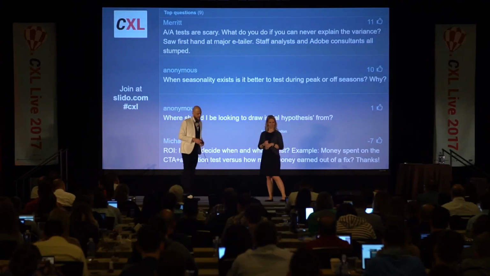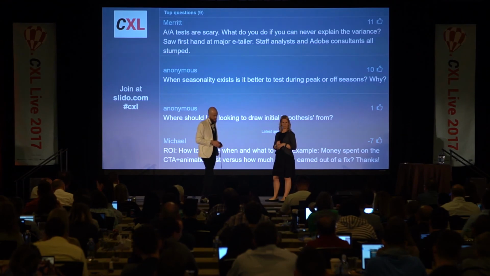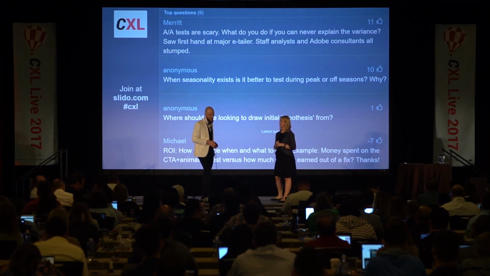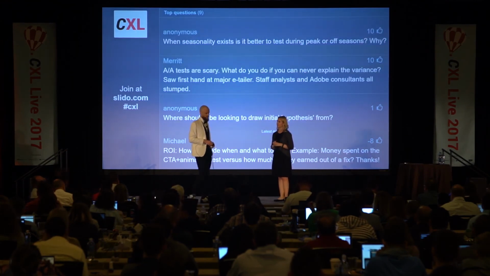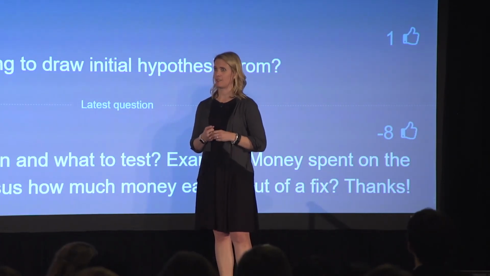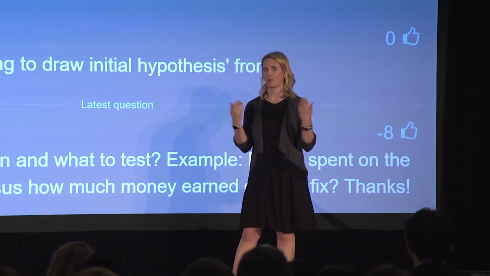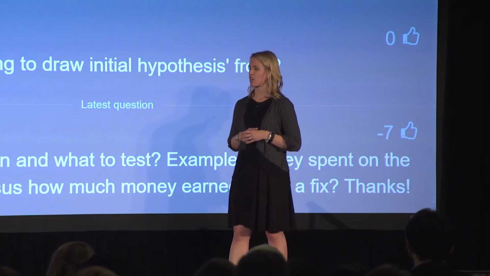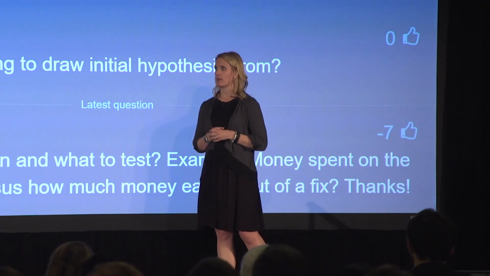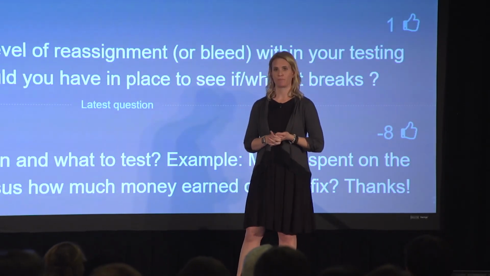AA tests are scary. What do you do if you can never explain the variance? Saw firsthand at major e-tailer, staff analysts, and Adobe consultants all stumped. So if you've looked into all your analytics, do some user tests, run some surveys, see what other data you can have. I'm not necessarily saying digital analytics will answer every question, but you should be able to get some additional qualitative feedback to help you understand the results.